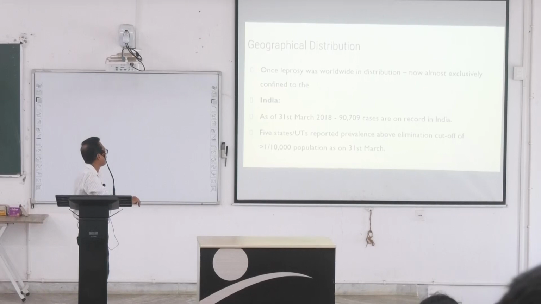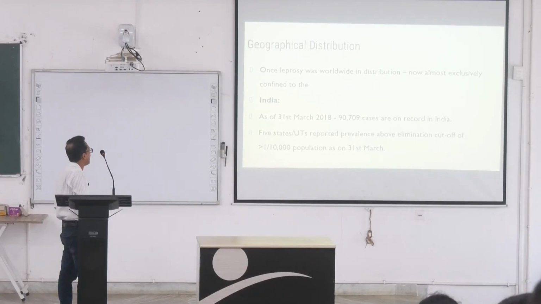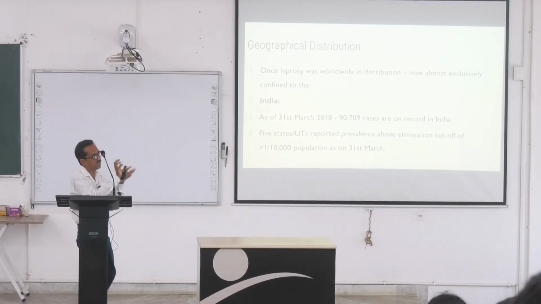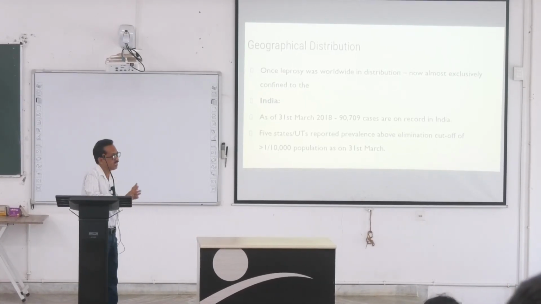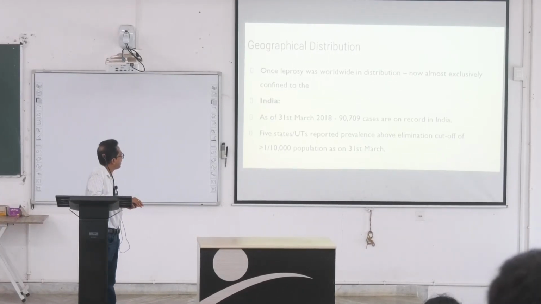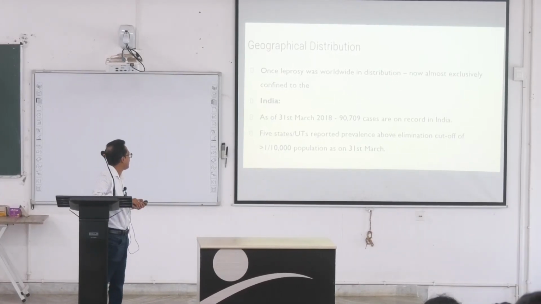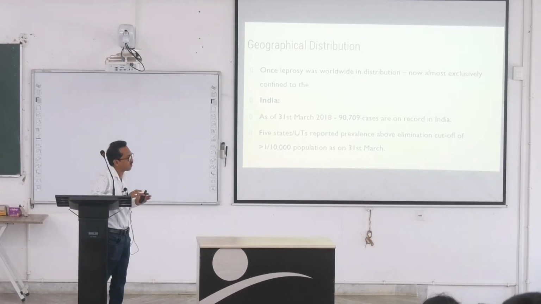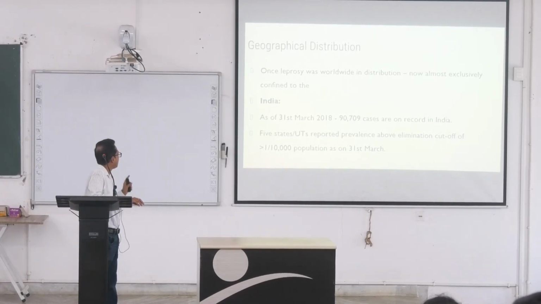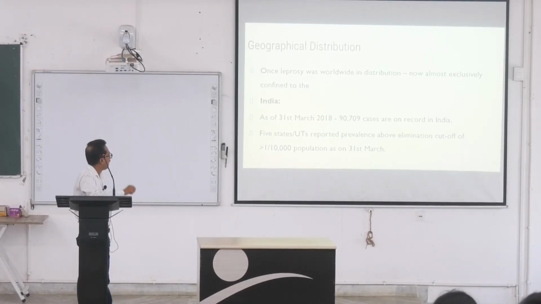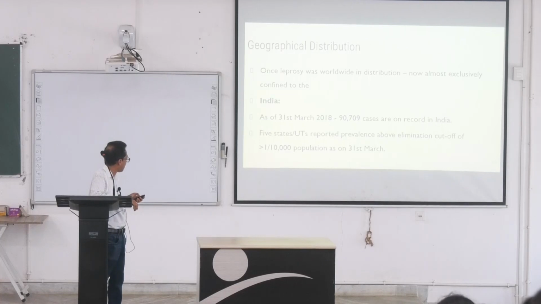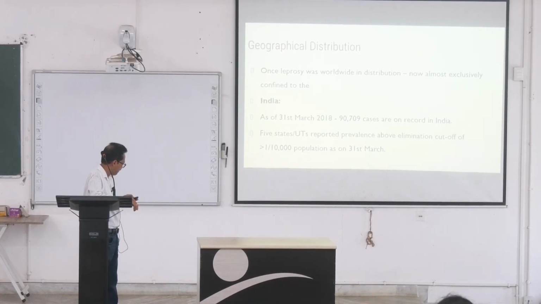Leprosy once had worldwide distribution, but is now almost exclusively confined to India. So new leprosy cases are seen in India only. As of 31st March, 90,709 cases are on record in India. Five states or union territories have reported prevalence above the elimination cutoff of 1 per 10,000.